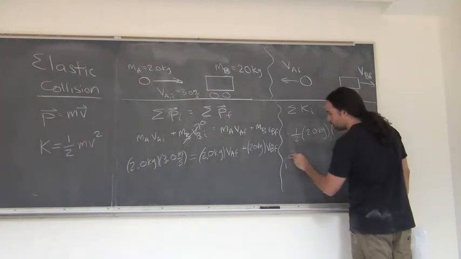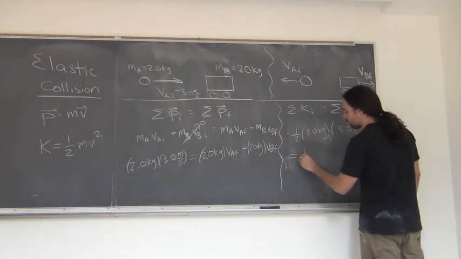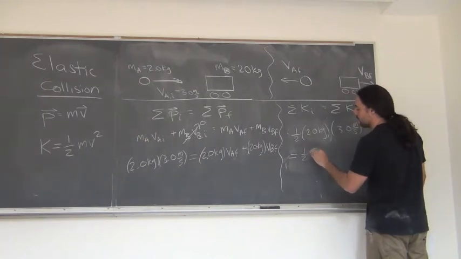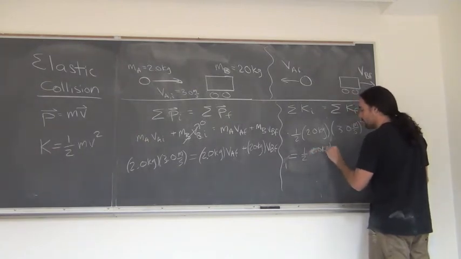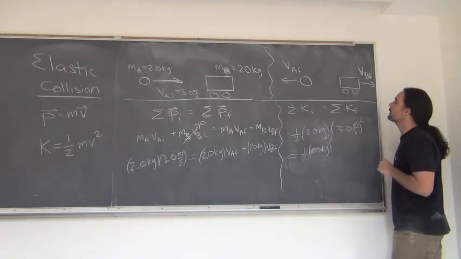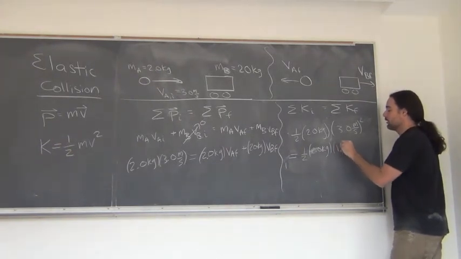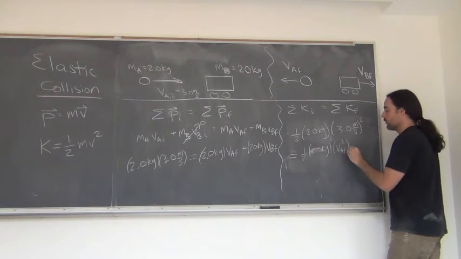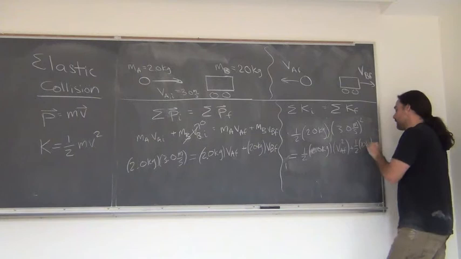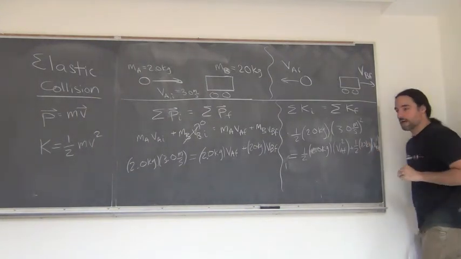And that's got to equal 1/2 the mass of A, which is again 2 kilograms, times its final velocity squared, plus 1/2 of 20 kilograms, times B's final velocity squared.